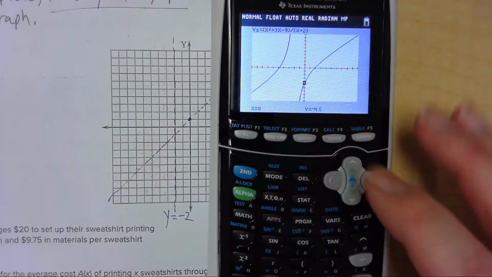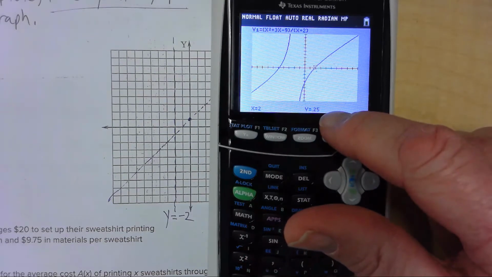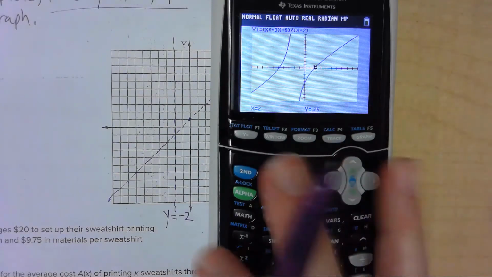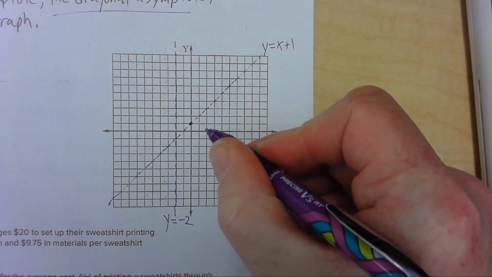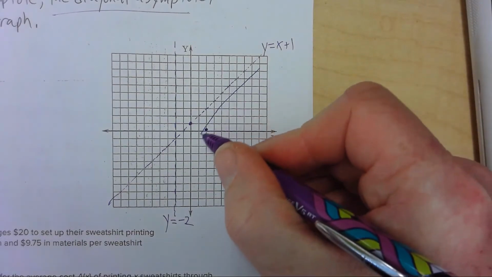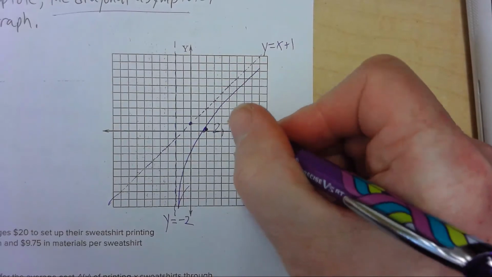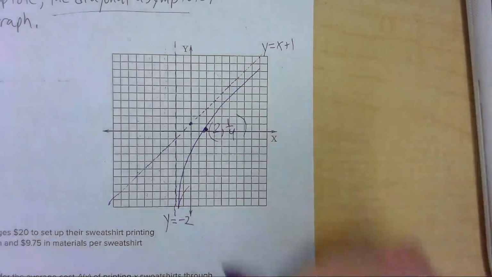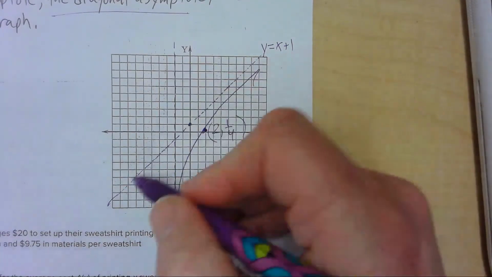So hit trace, if I type in 2, enter. Oh, 2 would be up a quarter. It's not exactly at 0. So if I go over 2, and up a quarter, this is how it curves in this area here. And this would be the point (2, 1/4). Okay. Then it curves in this area here.